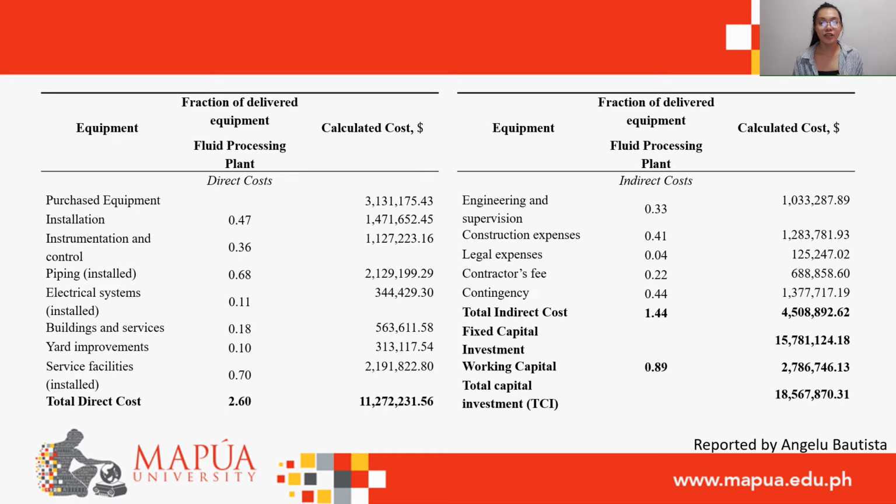I am Diane Angelo Bautista and will be discussing the estimate of the capital investment, which is divided into two components, direct and indirect costs, considering the total purchased equipment cost is valued at $3.131 million using the provided fractions of delivered equipment under fluid processing plant.